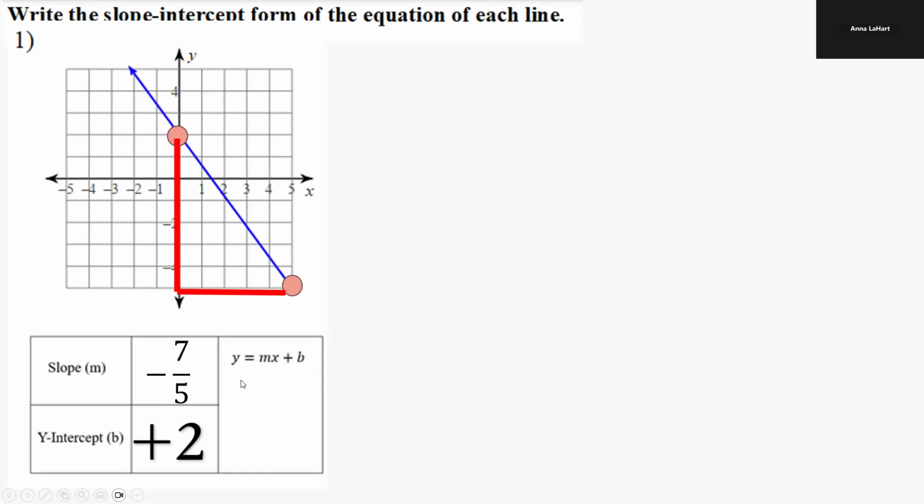All right, now you're going to put it together in the y equals mx plus b form. So here we go. The m gets -7/5. The b is the +2. There is the equation for that line. So you need to know your y-intercept and your slope. Y-intercept and slope. All right, question number 2.